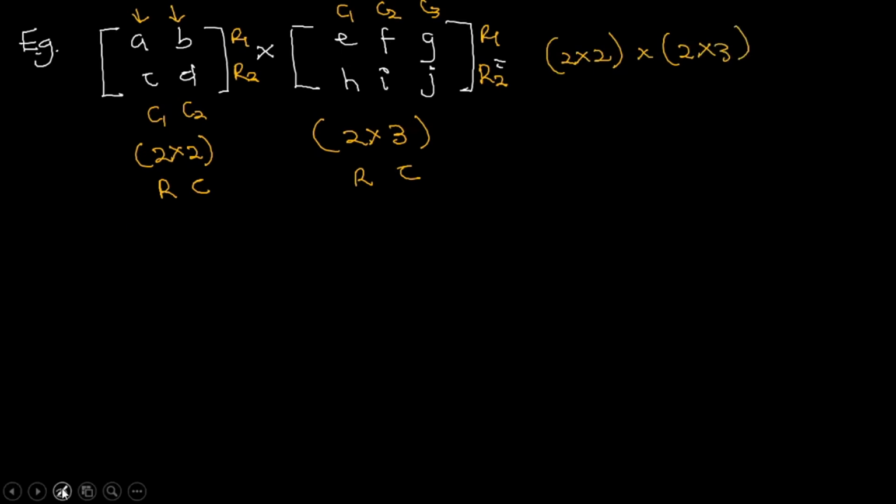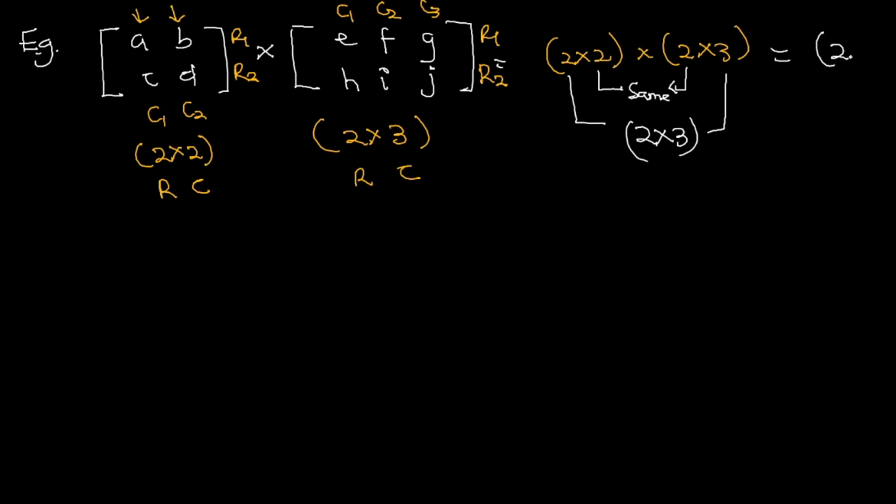Now let's look at whether these matrices are compatible, whether we can multiply them. If we look at the column of the first matrix and the row of the second matrix, we realize that these two are the same. The fact that the inner ones are the same means we can multiply the two matrices. If we multiply them, we are going to get a 2 by 3 matrix. So it means we can multiply these matrices.